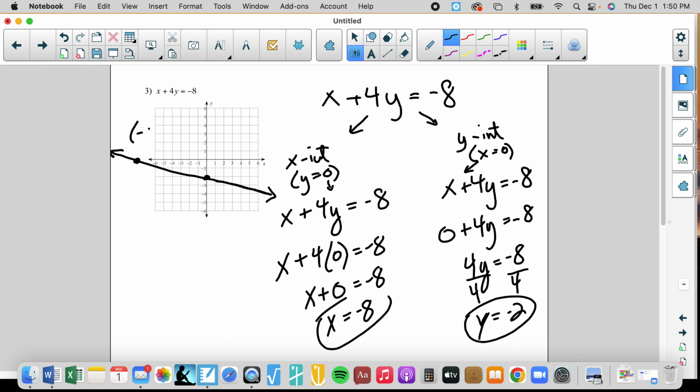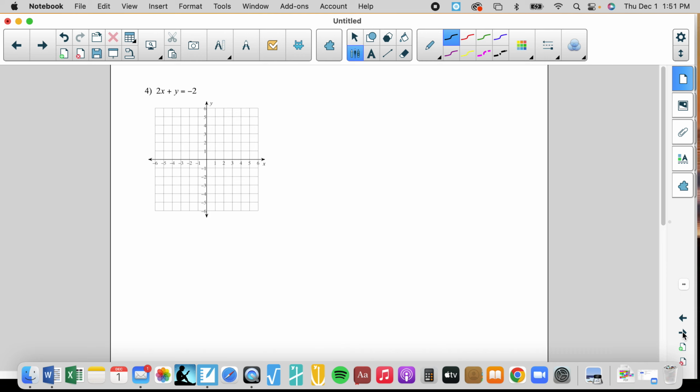So this is going to be -8, 0. This is going to be 0, -2. And that's all I need from you. 2 points, 2 coordinates, a line with 2 arrows.